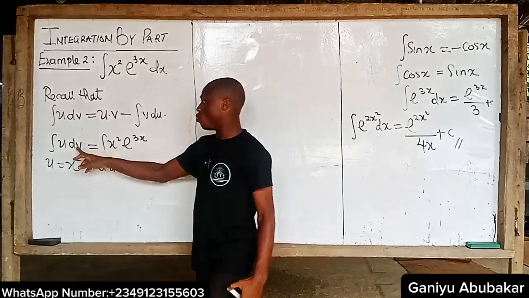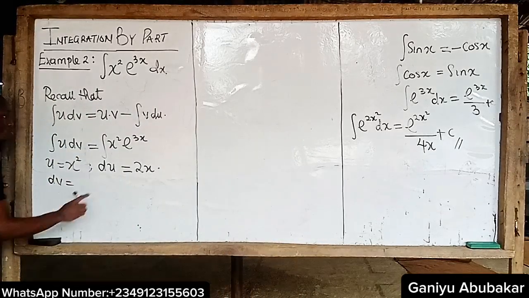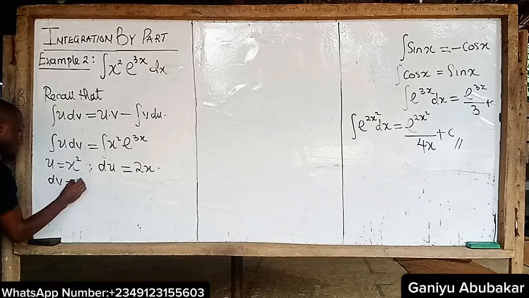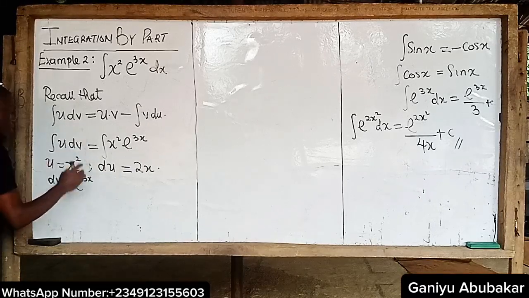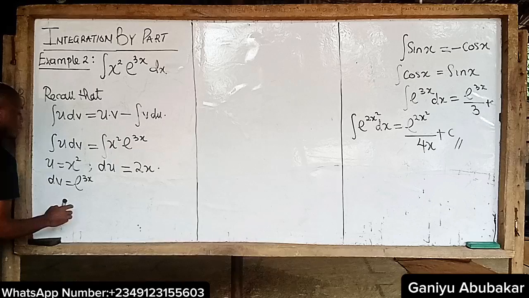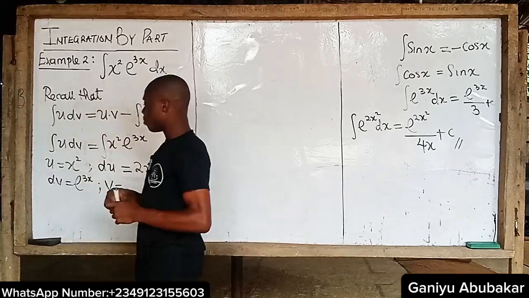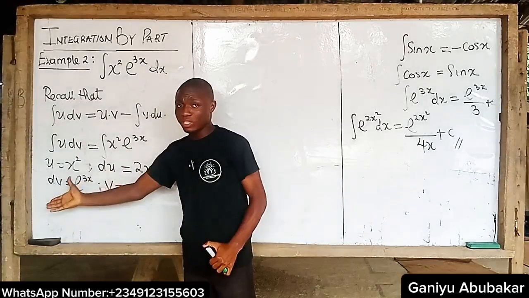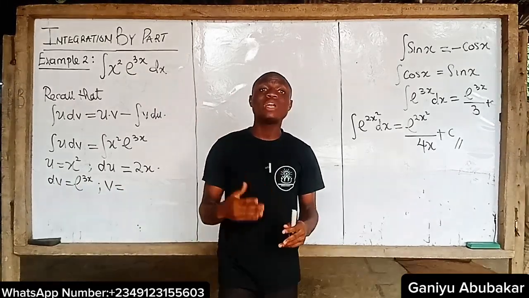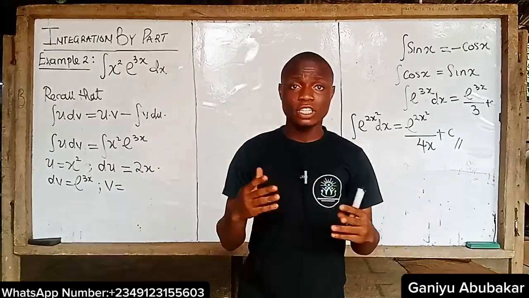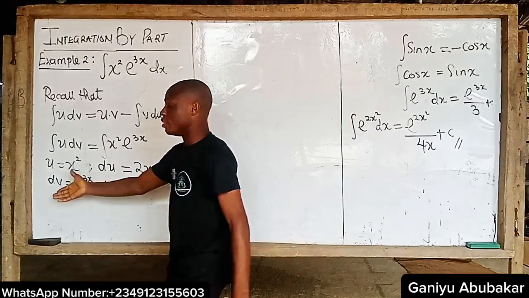Next up, the dv. I'm given that dv is equal to exponential 3x. I need to know what? v. I need to know v, right? So let's get v. Now, listen up. I'm given dv to be exponential 3x. To get v, will I integrate or differentiate? Think for a while. I am given dv, right?